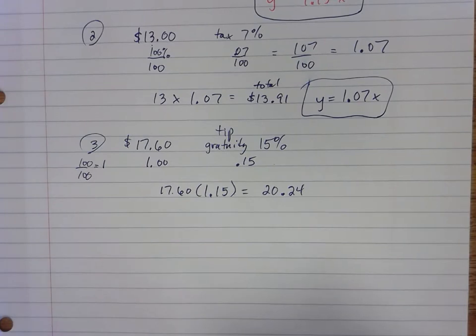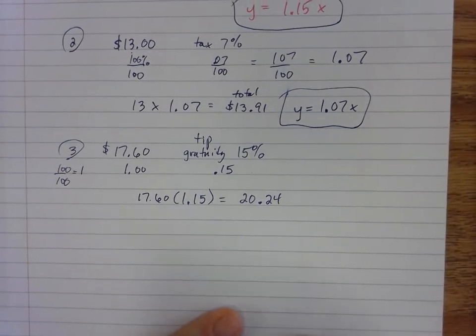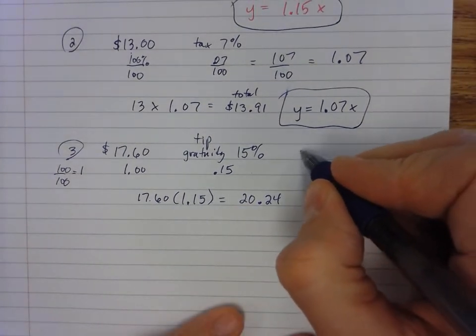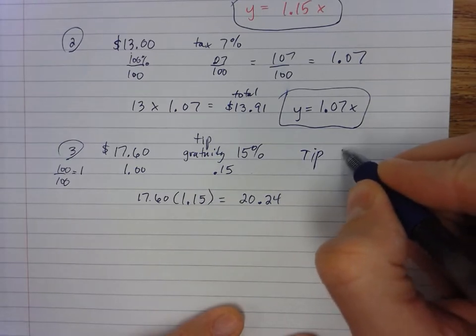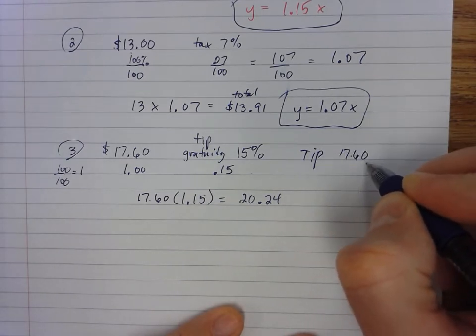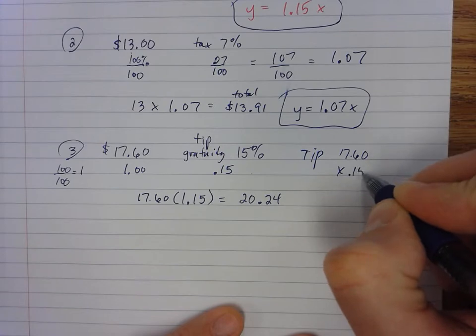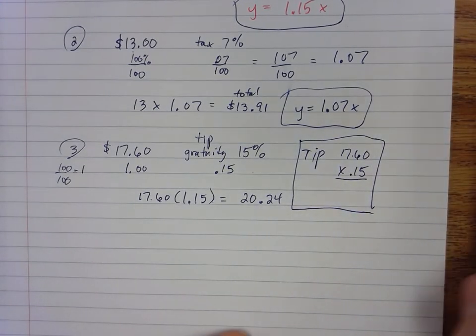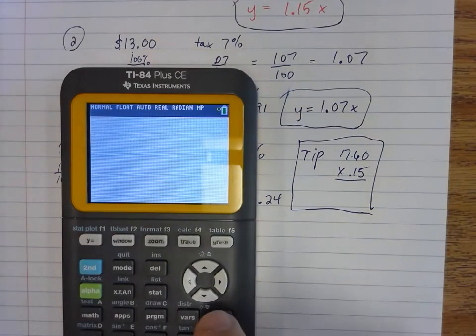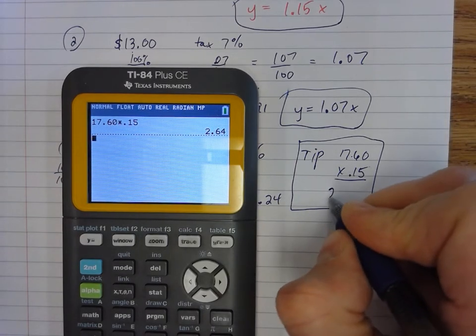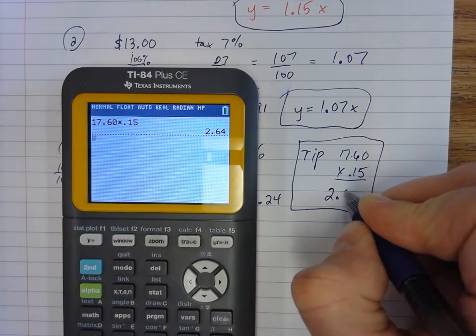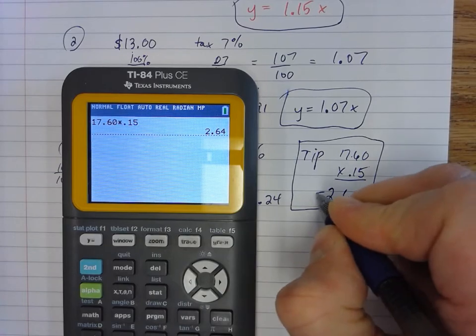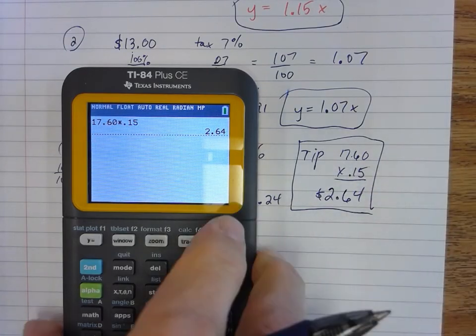If you just wanted to know just the gratuity, just how much tip they're going to leave, then you would do 1760 times 0.15. Let's break it down just for fun. Tip wise, 1760 times 0.15 means they're going to leave the waiter $2.64. That's how much tip they're going to leave.